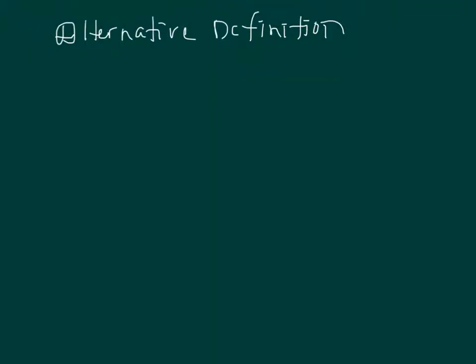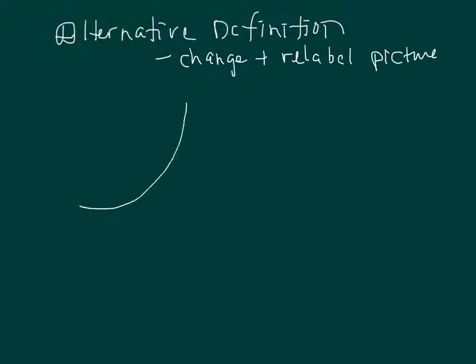Okay, we also need to talk about an alternative definition, but the reason why this is alternative is basically we're going to change and relabel our picture. And when we relabel our picture, we'll get a new definition, but it's the exact same idea we've been working with. Let's say we want to find the slope of a curve on a coordinate plane here, and we've got a point here and a point here. We still want our change in y over our change in x.